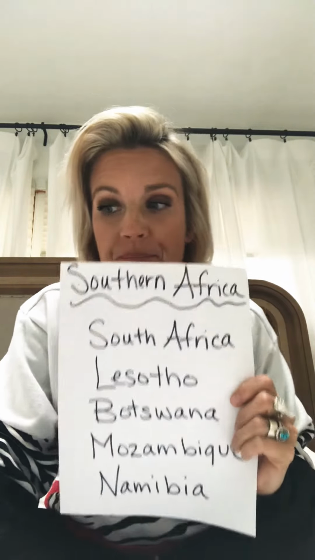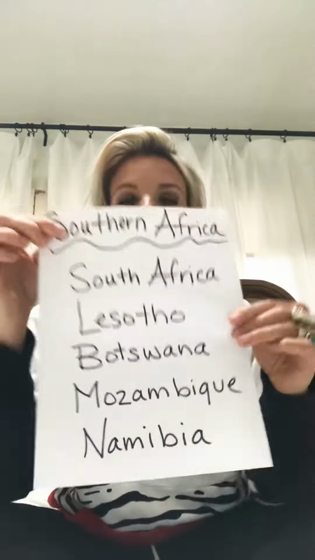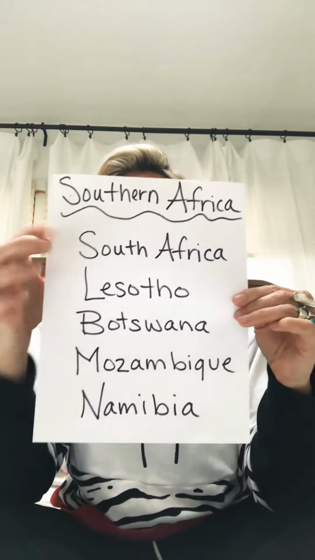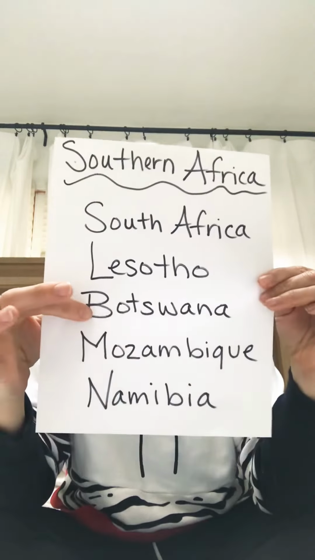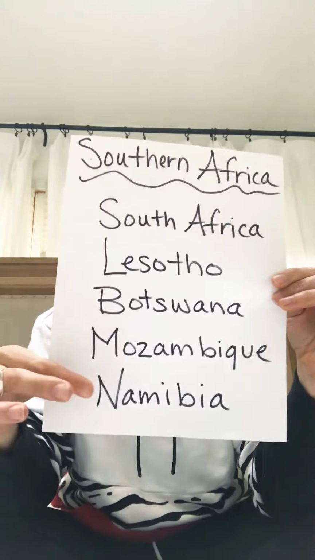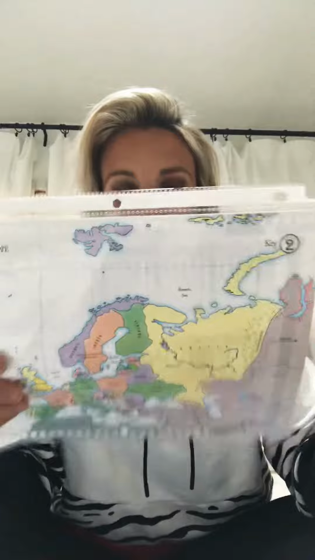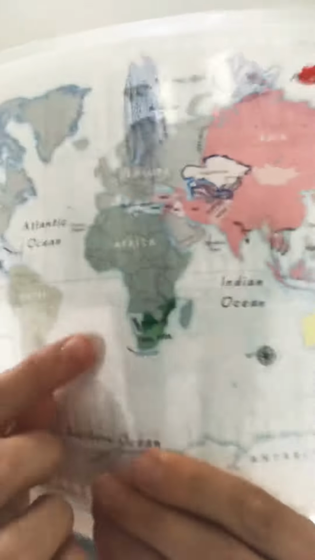So one more time, let's go over them one more time, and I'll have you listen to the lady just to make sure you're getting the right pronouncing, because I'm not great at it. Week 24, Southern Africa, South Africa, Lesotho, Botswana, Mozambique, Namibia. Namibia. Okay, so now let's go to Africa.